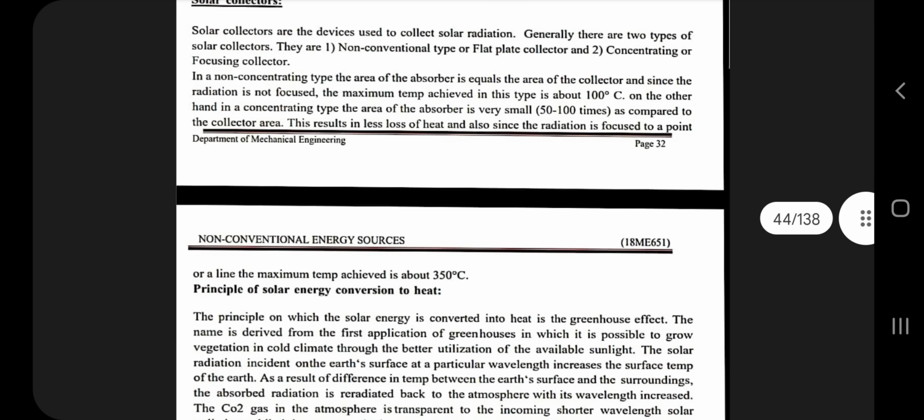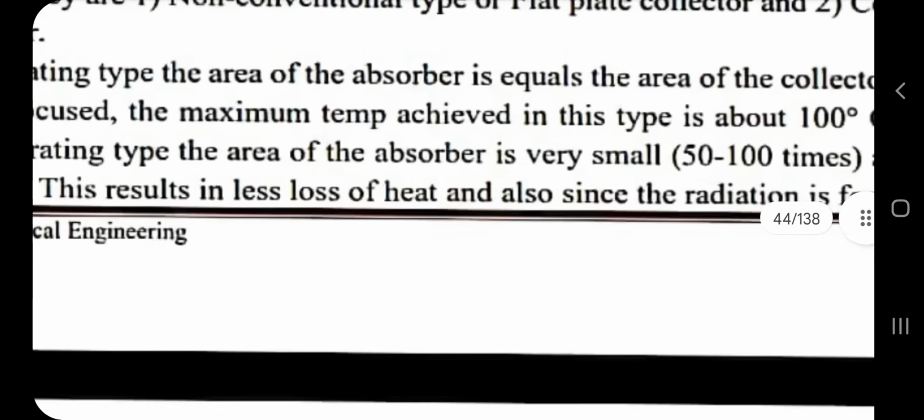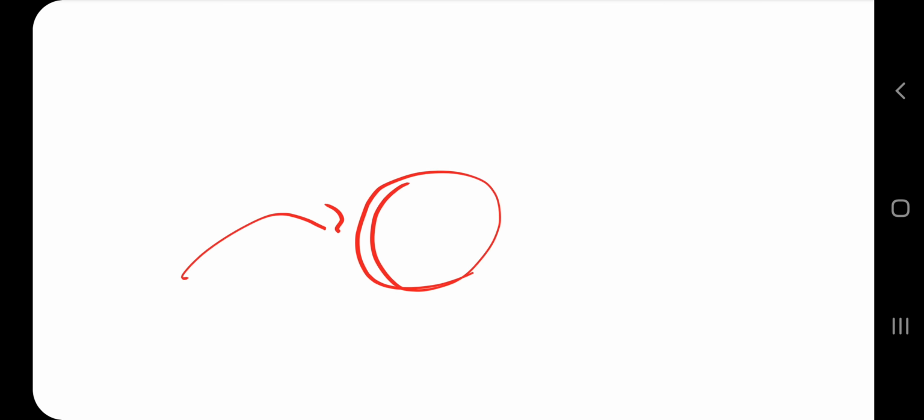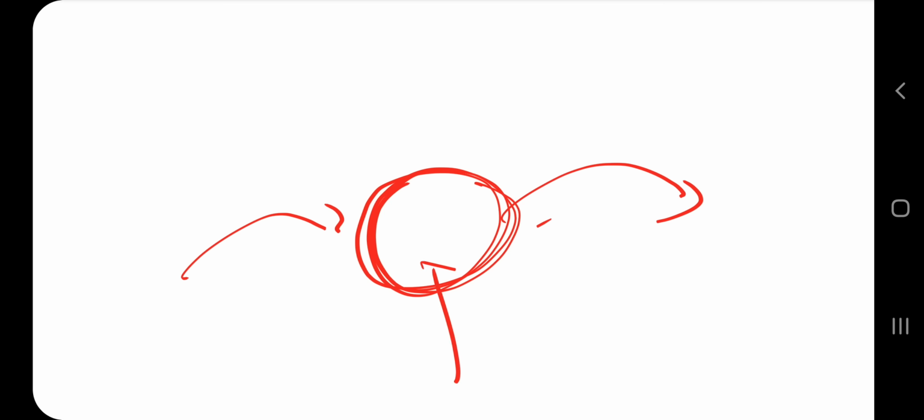Okay, for solar collectors there are two types: non-concentrating, or flat plate, and concentrating. By the name itself you can understand there are two types of solar collector. See, performance means what output you are getting: something you are giving in, you are doing something, and you get some output. The performance depends on what is happening here. So let me tell you, two things are happening here.